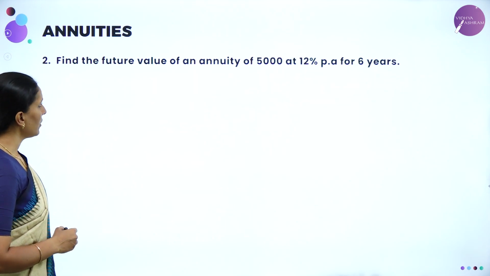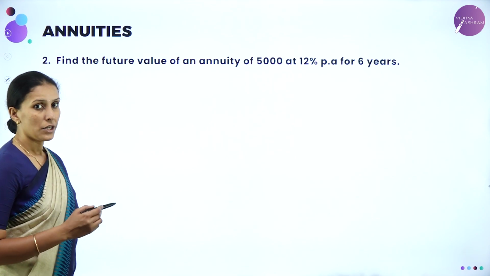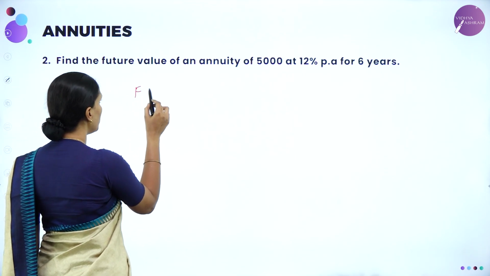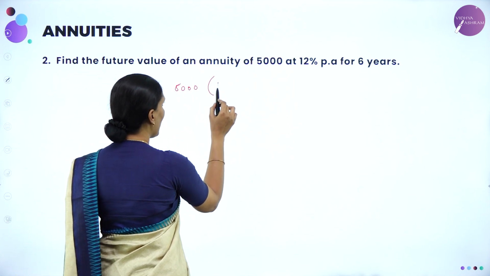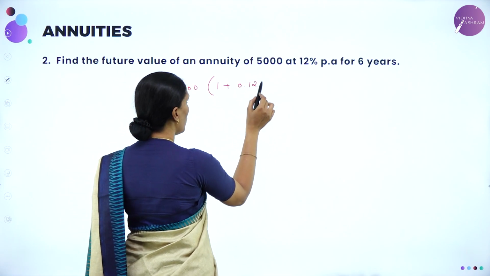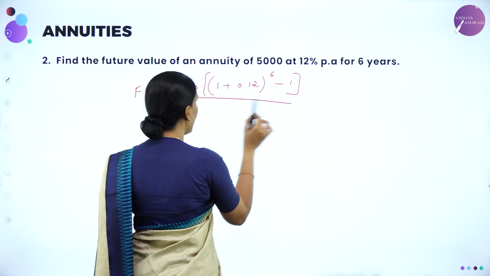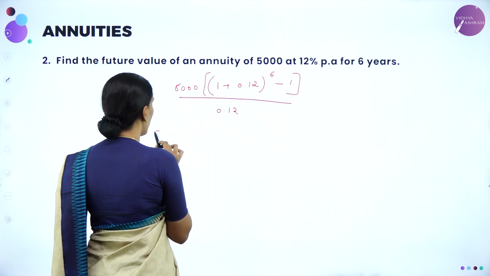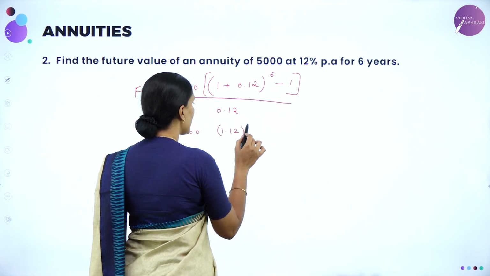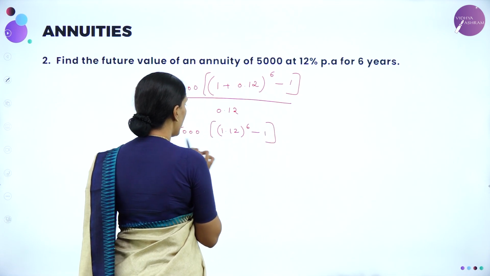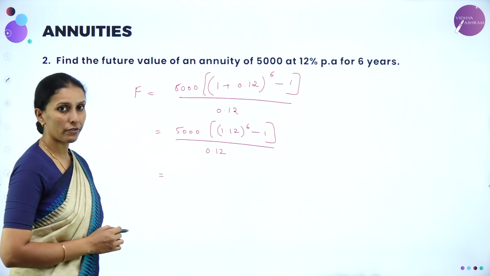Next question. Find the future value of an annuity of 5,000 at 12% per annum for 6 years. So we know the formula, F is equal to A, where A is 5,000, into (1 plus i) whole to the power n, where i is 0.12 and n is 6, minus 1, whole divided by i, that is 0.12. So here it is 5,000 into (1.12 to the power 6 minus 1) divided by 0.12. So it's a direct problem. We are calculating the future value here.